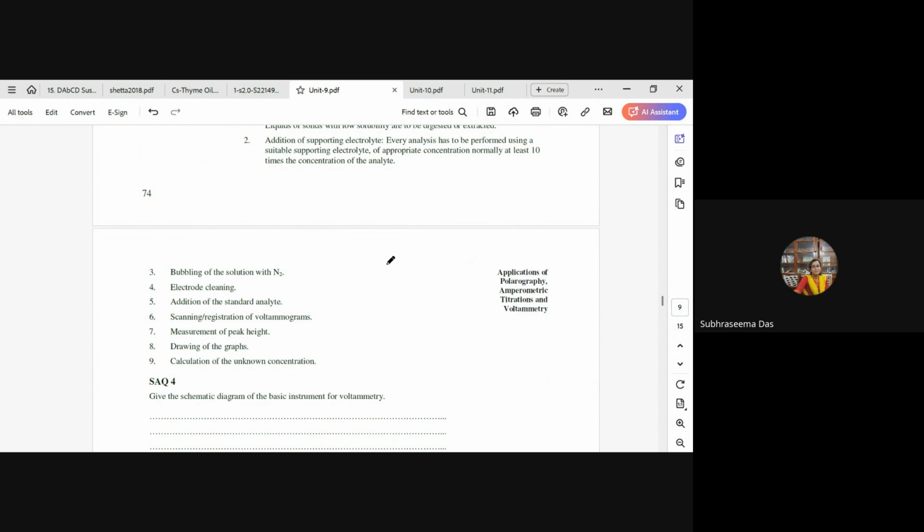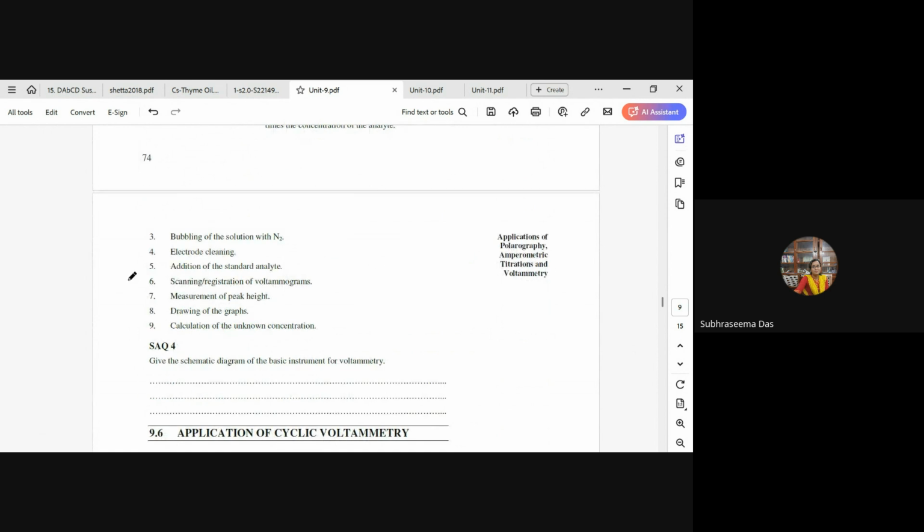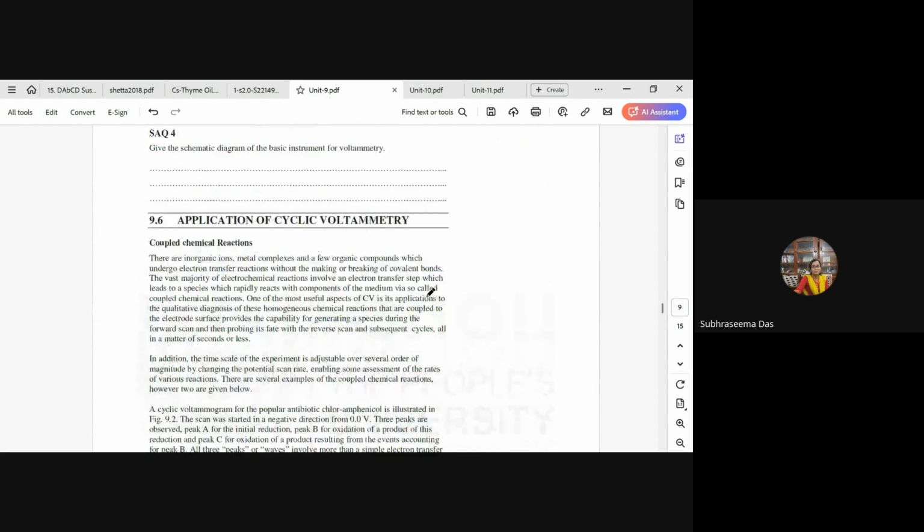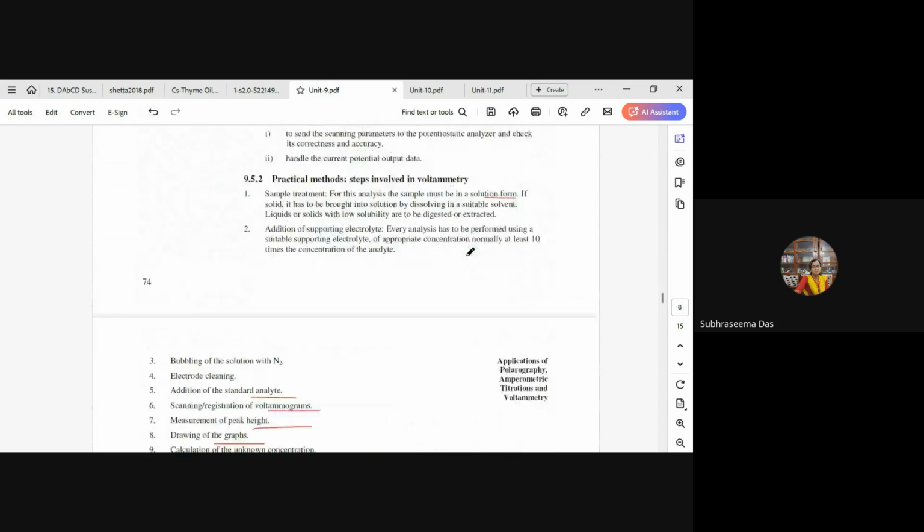Then the third step is the bubbling of the solution with an inert gas, mostly nitrogen is used. Fourth is the electrode cleaning. Then is the addition of our analyte. Then is the recording of the voltammograms, followed by measurement of peak height, drawing of the graphs, and then from the plot we will calculate the unknown concentration of the analyte. So these are the basic steps in a voltammetry.